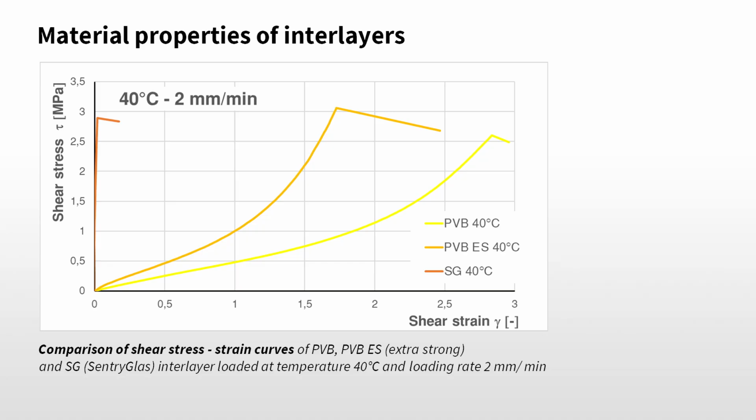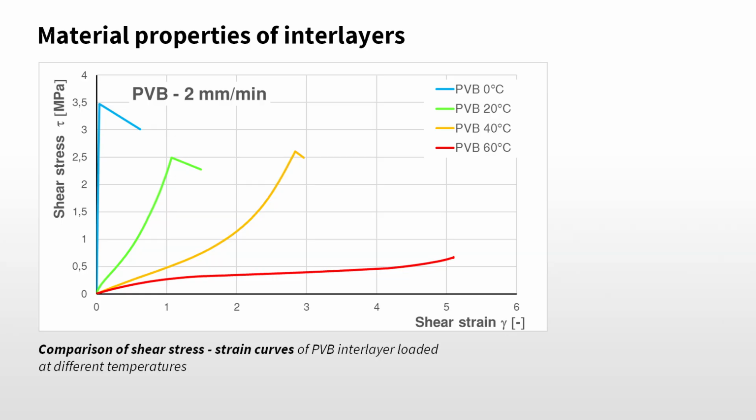The graph shows the shear stress-strain diagrams for common PVB, extra strong PVB, and sentry glass interiors. The shear modulus is represented by the initial slope of the curves. The next graph shows the behavior of the PVB interior at variable temperatures. It should be noted the slopes of the curves are different depending on the temperature. The highest slope and the highest shear modulus is observed at 0 degrees Celsius, which is shown by the blue curve. The shear modulus is decreasing for increasing temperatures represented by green, yellow, and red curves.